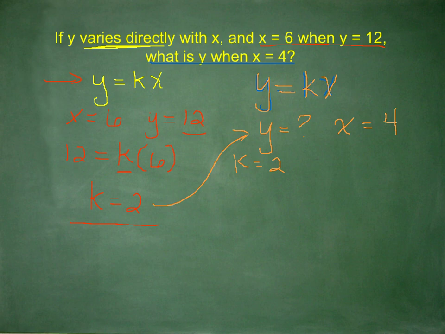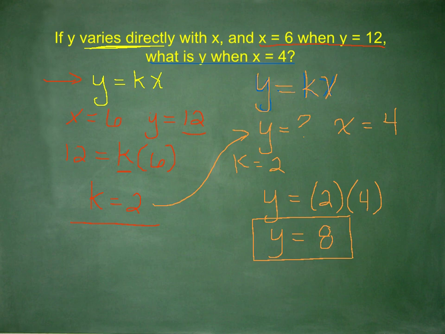So if I plug into this equation y equals kx, I don't know what y is, so the y stays. But I do know that k is 2, and I know that x is 4. So I have y equals k times x. So y equals 8. And there's the solution to that problem.